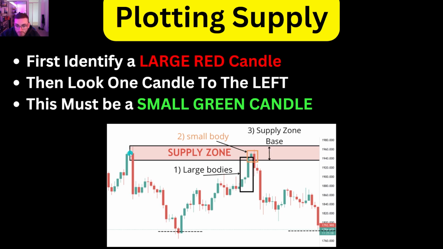But then if we look one candle to the left, we have a small green candle. So what we're going to do is take the high of that green candle wick to the low of that green candle wick, and that is going to become our supply zone. If we look at this large red candle right here, if we look one candle to the left, it's not green, so it's not a supply zone. So now what we'll do is mark the high and the low of this green candle, and ideally mark the bottom wick and then the open of the green candle. Those are going to be the ideal areas to look for a reject in this supply zone.